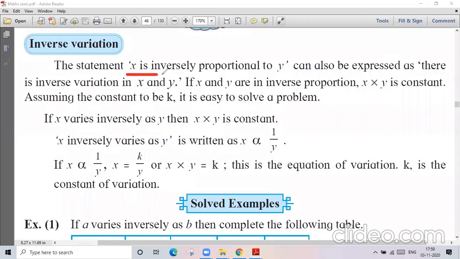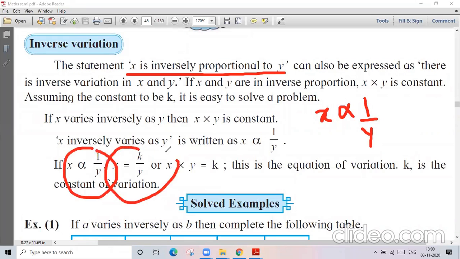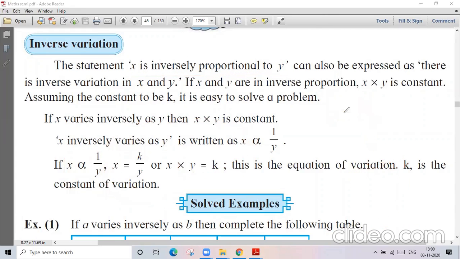Now if the statement is x is inversely proportional to y, see, what does inversely mean? 1 upon y. If x is inversely proportional to y, then x is equal to k upon y, removing the proportionality sign. That means k is equal to x into y, by cross multiplication. So this equation is known as variation, and k is known as the constant of variation.